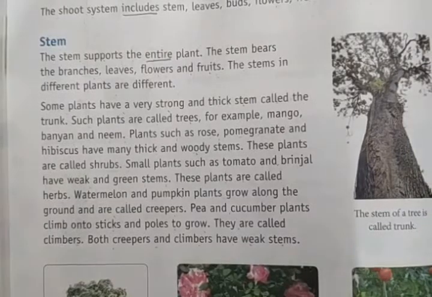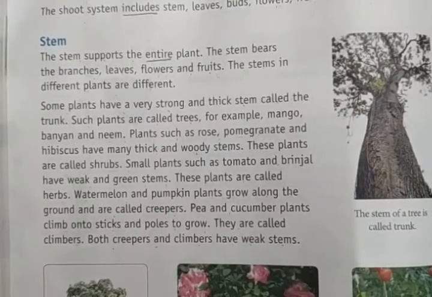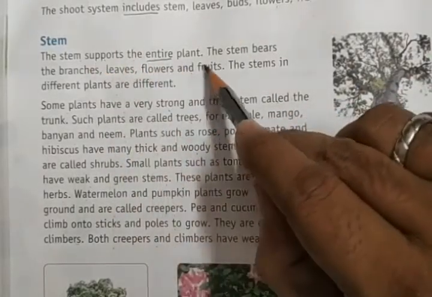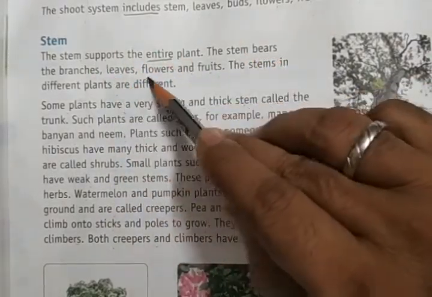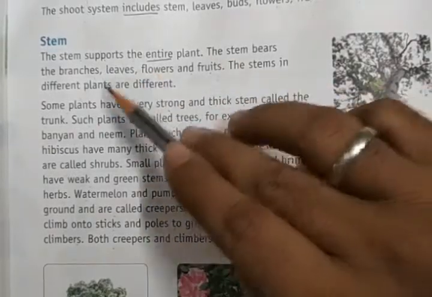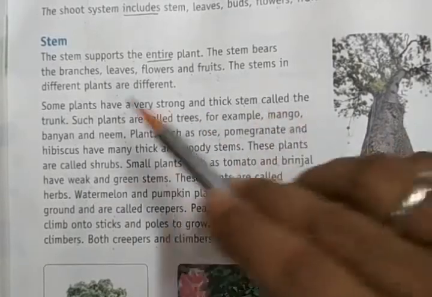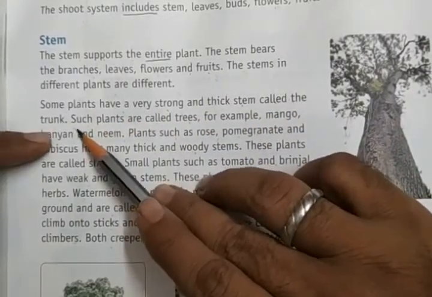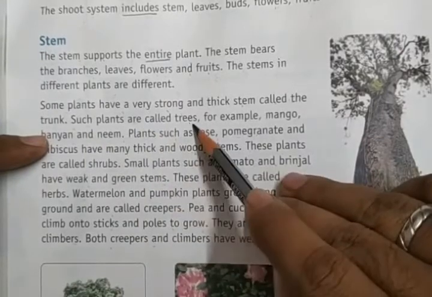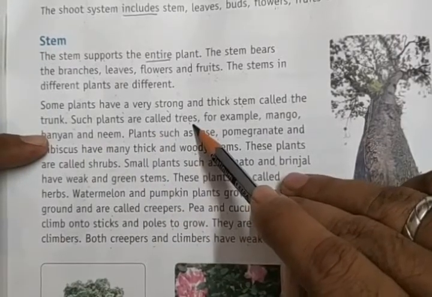So coconut plant, mango plant, neem plant, these are very big trees. They are not called plants. The trees have a strong thick stem. They are called the trunk of the plant. Okay, the stem supports the entire plant. The stem bears the branches, leaves, flowers and fruits. Some plants have a very strong and thick stem called trunk. Such plants are called trees. They are not called plants, they are called trees.